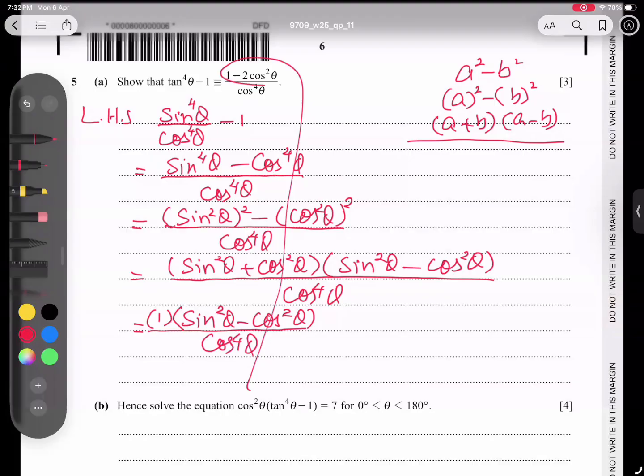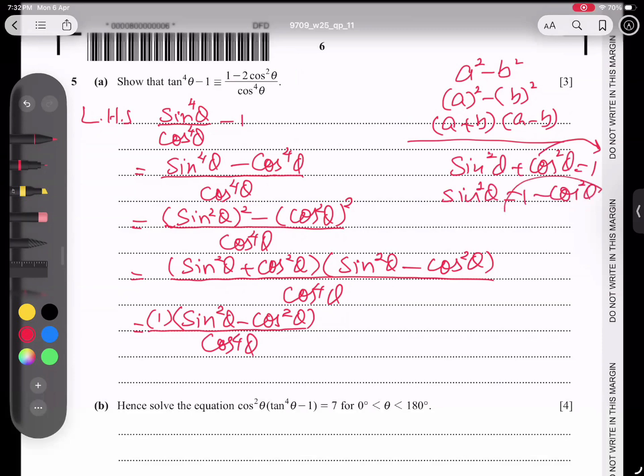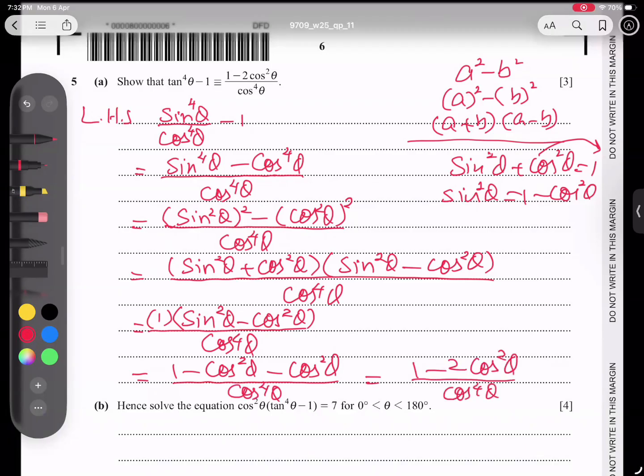Now, is the question done? Not at all. We are looking for completely cos, so sine squared is not required. And what is the sine squared value? You know it very well. Sine squared theta plus cos squared theta is 1. If I bring cos squared to the other side, sine squared is equal to 1 minus cos squared. So I'm replacing it here. When I replace here, 1 minus cos squared theta, and 1 cos squared theta is already available. And down I have 4. So finally I got 1 minus 2 cos squared theta over cos 4 theta equal to the right hand side.